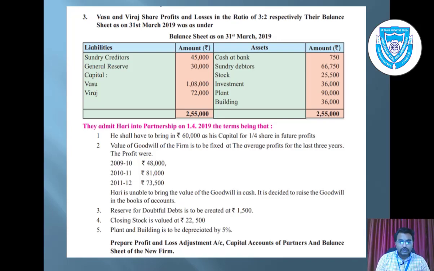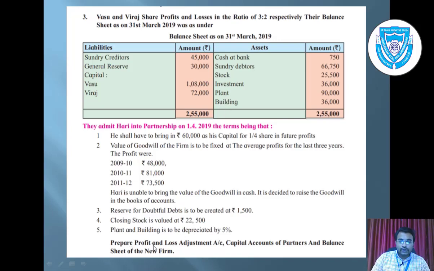We'll see later on how to calculate the goodwill with the help of these data. See, number 3 adjustment, reserve for doubtful debts is created at rupees 1,500. Closing stock is valued at 22,500. That is the stock which is given in the balance sheet. This stock was 25,500 and now it is at 22,500. The reserve created is 1,500, a direct calculation provided. Then plant and building, that means plant is a different asset, building is a different asset, and the two assets are depreciated by 5%. So this adjustment is for both items.